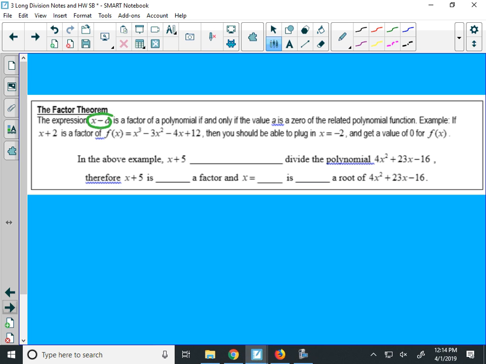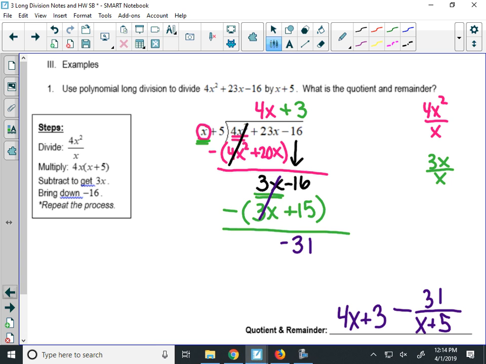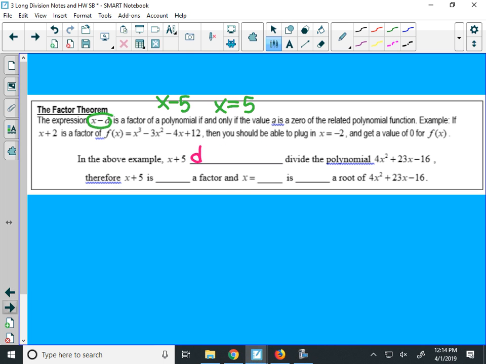But something is a factor only if, say this is like x minus 5 right here, only if x equals 5 is a 0, right? A factor gives you an x-intercept or a 0. Well, basically, does x plus 5 in this example divide the polynomial? Did it divide it evenly? No. So x plus 5 does not divide the polynomial 4x squared plus 23x minus 16. Therefore, x plus 5 is not a factor.